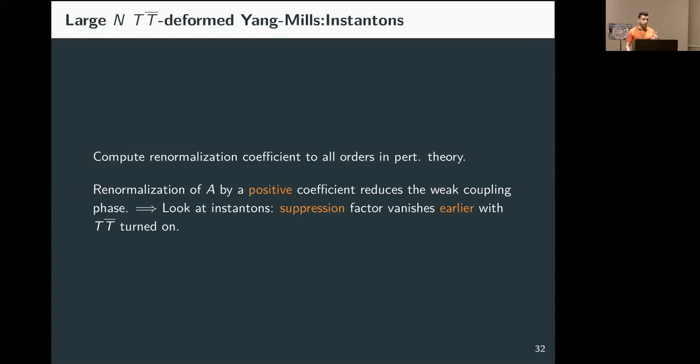But we can also look at the instanton suppression factor. So once we turn on the TT-bar deformation, it is deformed in such a way that it vanishes earlier in parameter space, and so instantons are released earlier in parameter space, and so we have a phase transition earlier.